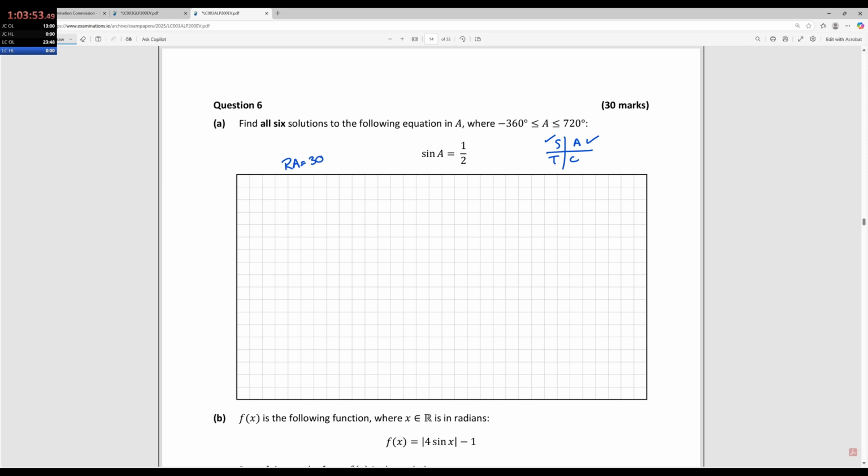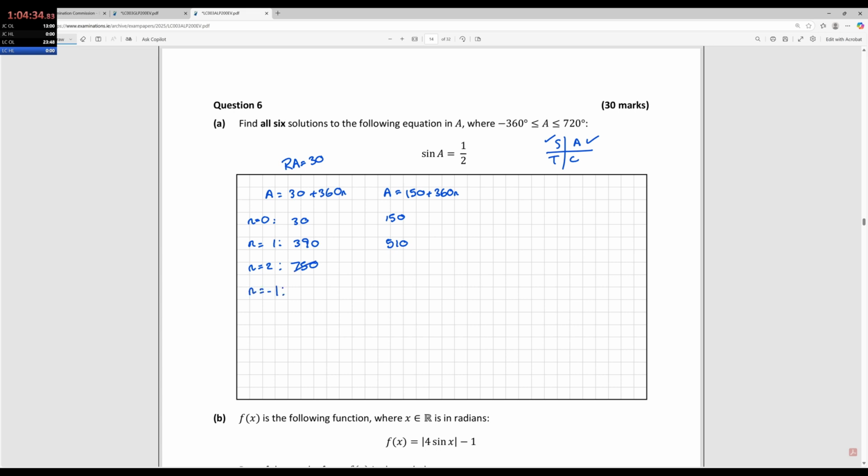And then we would say that A is equal to 30 plus 360n, and A is equal to 150 plus 360n. And then we'd have to do n is equal to 0, so we'd get 30 and 150. n is equal to 1, and it would give us 390 and 510, which are actually both legit because they're still under 720. If we did n equals 2, it wouldn't work because we'd end up with 750, which is no bueno, so we don't want that. So we actually have to do n equals minus 1.